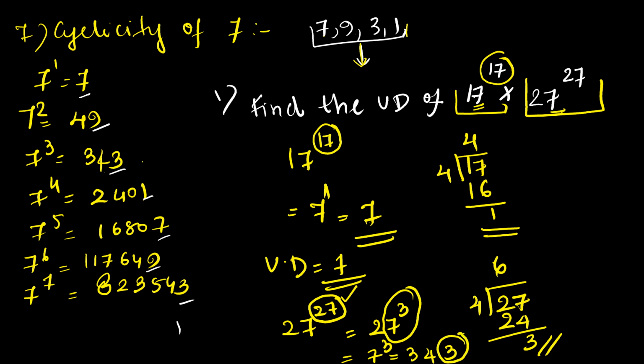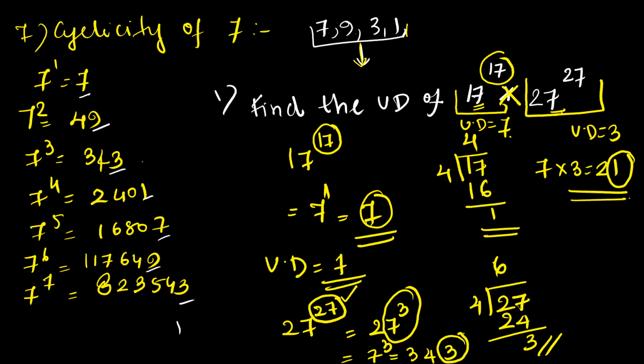So here the unit digit is 3 in the second case, and for the first case, the unit digit we got was 7. Next we have to multiply these two. 7 into 3 is 21 and the unit digit is 1. Therefore the final answer is 1. This is the cyclicity of 7.